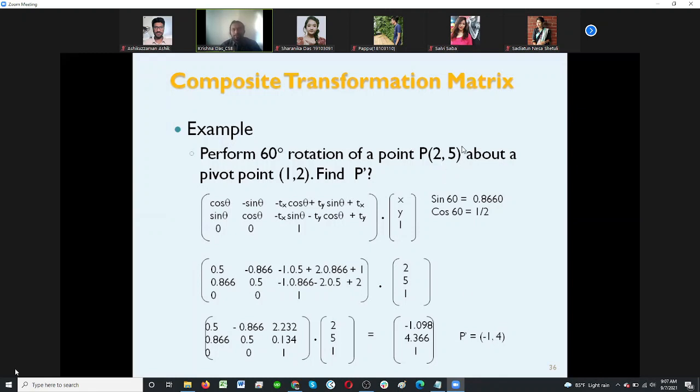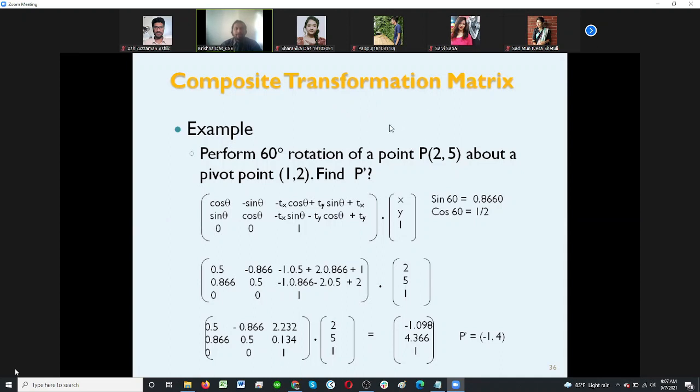So this point, after a 60-degree rotation about that pivot, we get minus 1, 4, the new point's location. Now we will do it again. Here I have applied the composite transformation matrix formula.